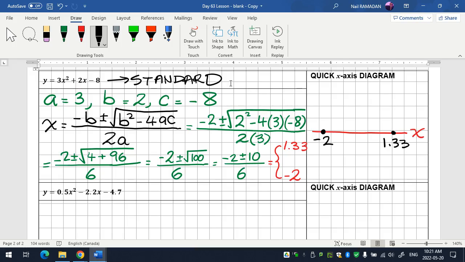Okay, let's do the next one. Do you think the next one is going to be done in any significantly different way or same thing? Yeah, I need an A, I need a B, I need a C. But my A, B, C now look like what? They're 0.5, 2.2, 4.7. What do you call these numbers? Decimals. I want to show you that the equation works no matter what the type of numbers you have.